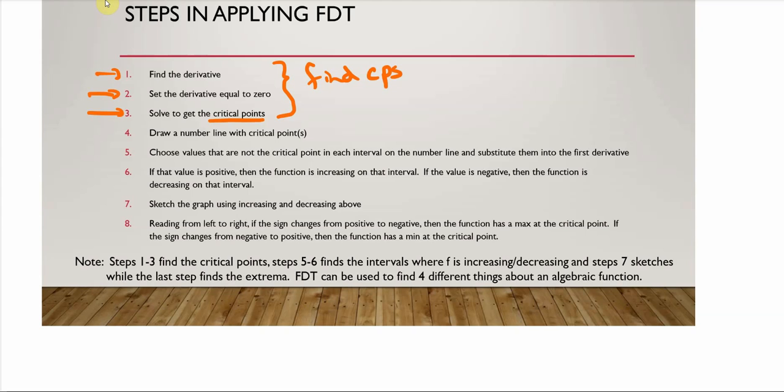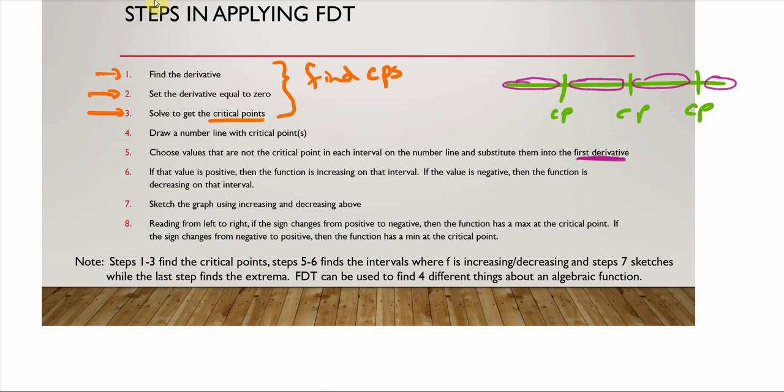The fourth step here is draw a number line with a critical point. So I'm going to draw a number line here, and I'm going to put a CP here, and a CP here, and a CP here. So let's pretend this function has 3 CPs, right? And for step 5, we're going to pick numbers in this interval. We're going to pick a number here, and a number here, but we're not going to pick the CPs. And we're going to pick a number here, and a number there. And when I have those numbers, we're going to substitute them into the first derivative test.